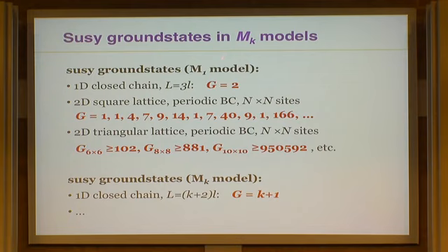Back to this M_k model in 1D, it's more tame. If you put the M_k model on a chain, you get k plus 1 ground states, which actually is a significant number, which some people have recognized. This is the Witten index of the k-th M1 model superconformal field theory.